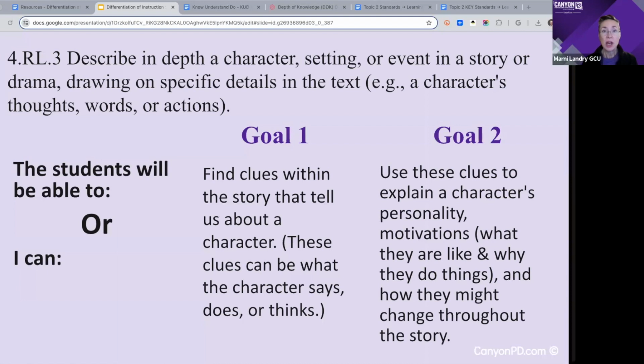Straightforward. Another goal from the same standard would be use these same clues that you identified to explain a character's personality, motivations, and how they might change throughout the story. And you can notice goal 2 definitely builds on the ability to do goal 1. So this had to do with making sure you had your objectives and your goals in order.